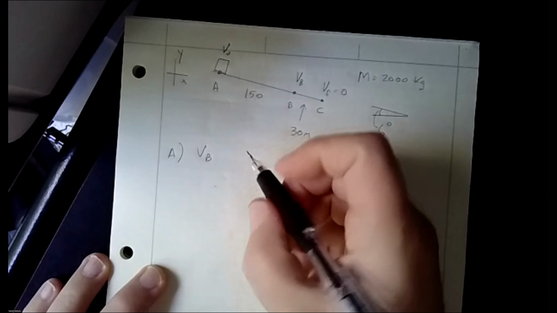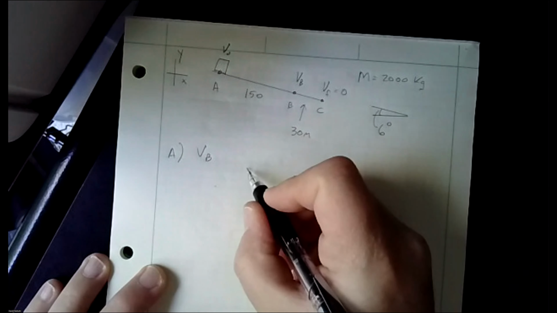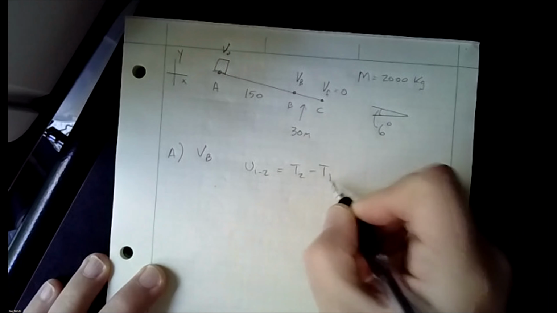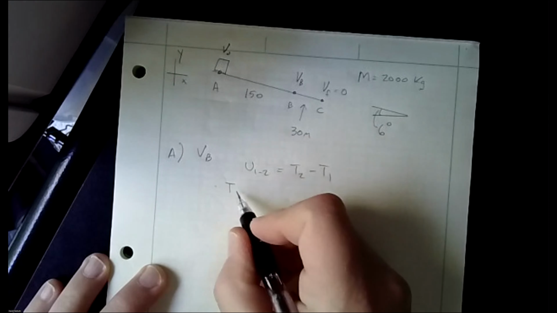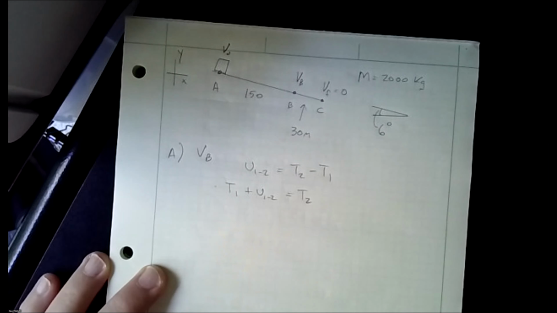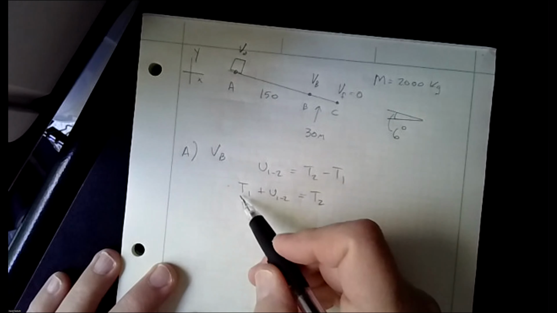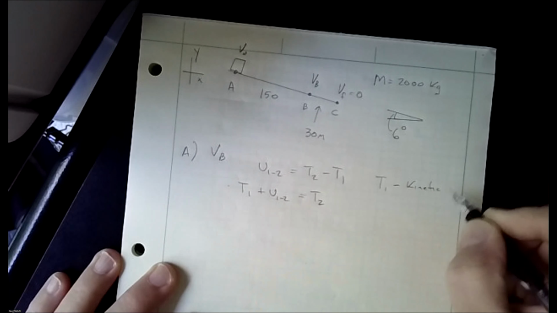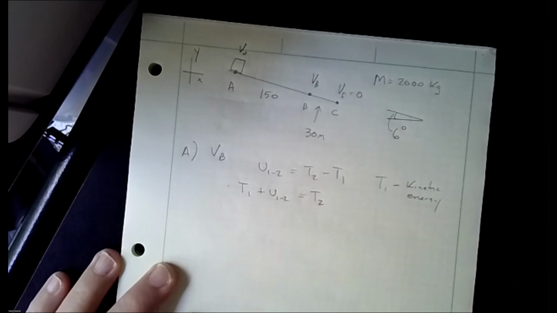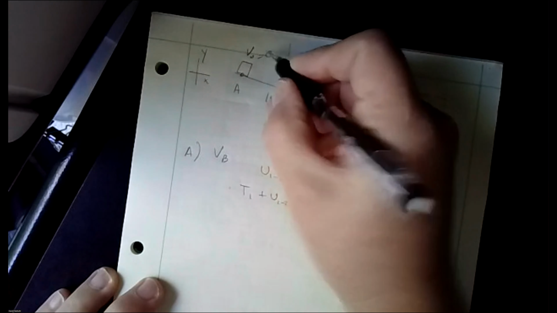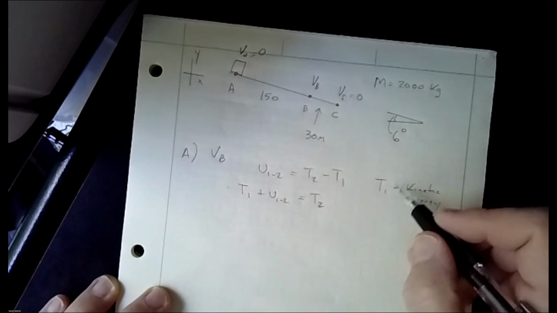Our equation, remember, looks like U1 to 2 equals T2 minus T1. A lot of times you're going to write it as T1 plus U1 to 2 equals T2. T1 is kinetic energy. We know that the car starts at rest, so if V naught, the initial velocity, is 0, then we have no kinetic energy. So we can say that's 0.